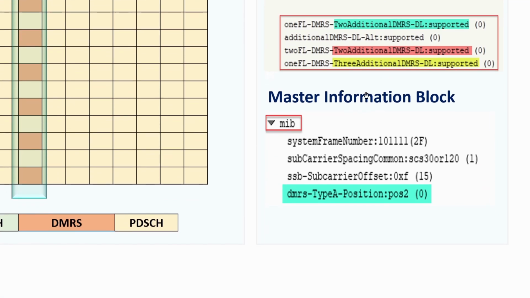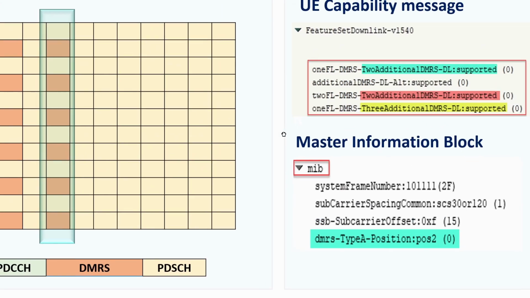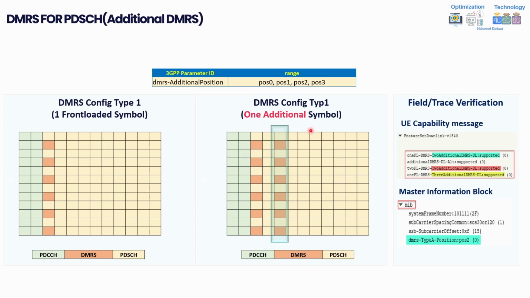Now, the master information block will be addressing the position. For example, DMRS type A, position 2. This means you have one additional symbol as mentioned here. And if it's 3, this means, sorry, if it's 2, this means you'll have 2 additional symbols, an extra one here. If it's 1, this means you will have only 1. If it's 3, it means you will have 3 additional symbols and so on. And in case the UE is not supporting it, it will only be using the front loaded and so on. So this is a summary for this feature.